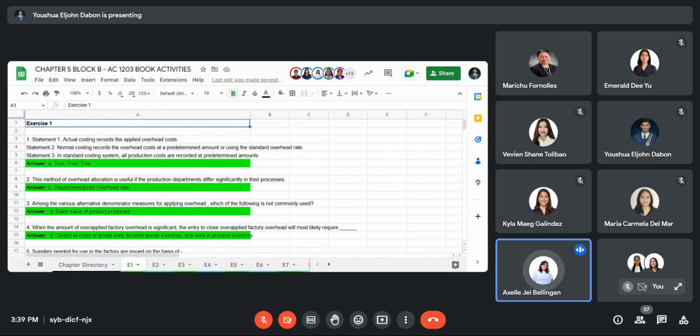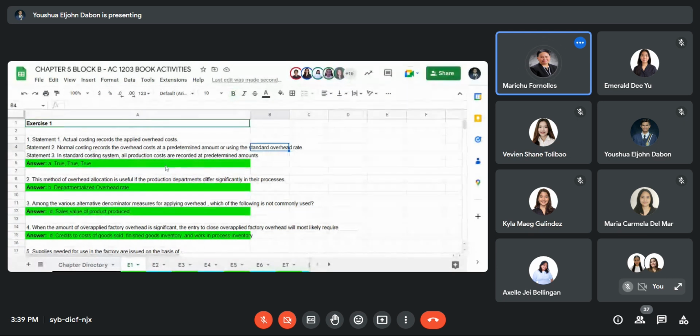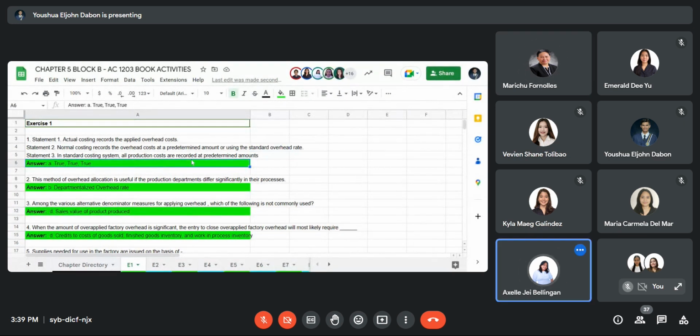Statement number 1. Actual costing records the applied overhead cost. Statement 2. Normal costing records the overhead cost using the standard overhead rate. Statement 3. In standard costing system, all production costs are recorded at predetermined amounts. Answer is A, true. Statements 1, 2, and 3 are true. Okay, correct. So it's letter A. Right? Yes, miss. Okay, sige.